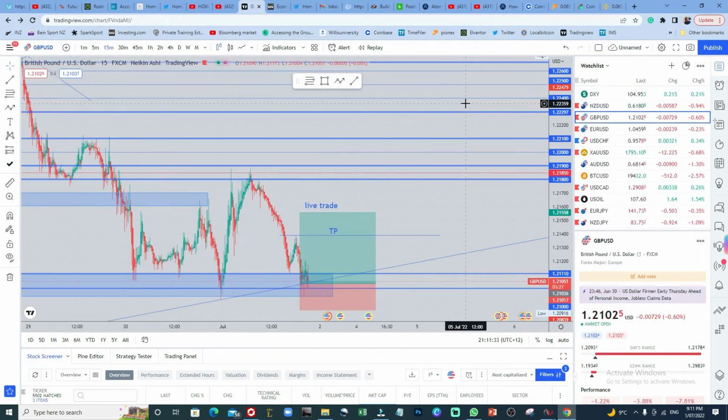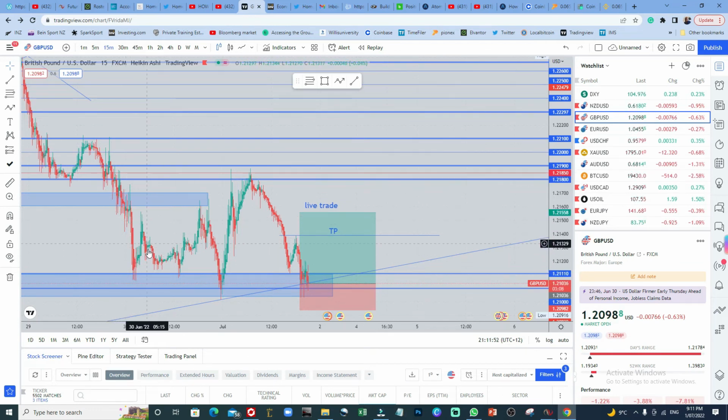1st of July, Friday, 9:11 p.m. New Zealand time. I've just cut this entry. I entered this entry on GBP USD on the 15 minutes time frame because this is a key level. The market has tested this level a couple of times.